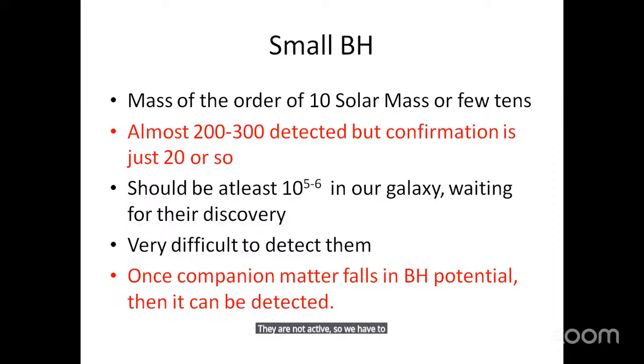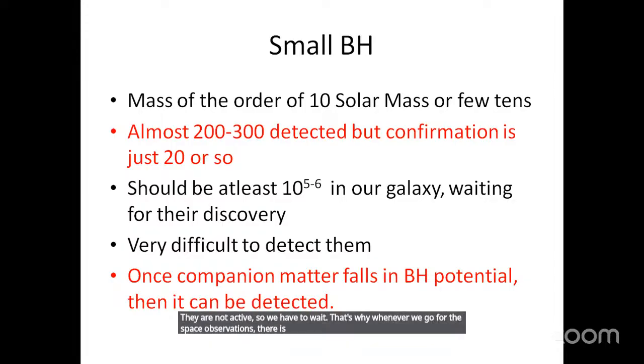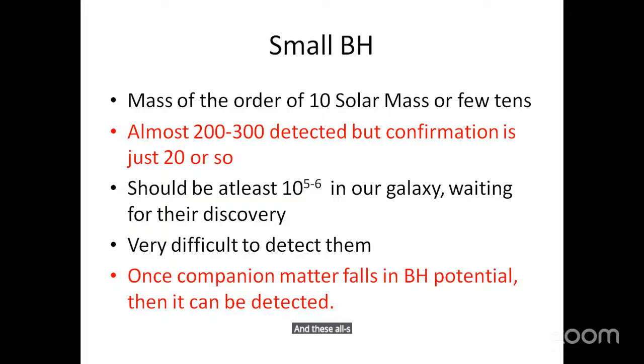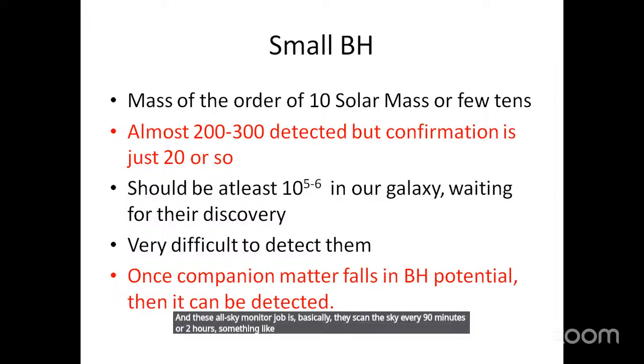That's why whenever we go for space observations, there is always something called an all sky monitor with them. The job of the all sky monitor is basically to scan the sky every 90 minutes or 2 hours, something like that. And whenever there is a sudden X-ray burst or sudden X-ray observation, we use more highly sensitive space telescopes to pinpoint that and we start studying them.